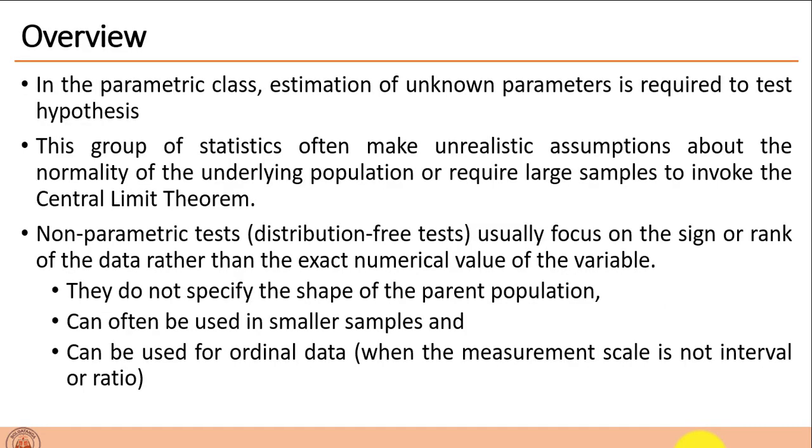So in the case of the parametric class of statistics, estimation of the unknown parameters is required to test the hypothesis. So this group of statistics often make unrealistic assumptions. What do we mean by unrealistic assumptions? We see in most of them talking about normality. Your data should be fairly normal. So if your data is not normally distributed and you have a very light data set, then you can invoke the central limit theorem, which allows us to make the assumption of normality and go ahead with our analysis.